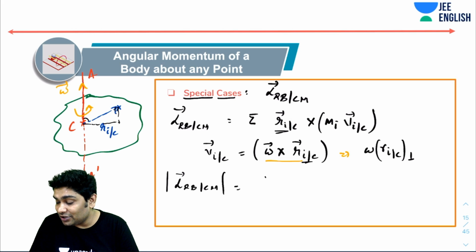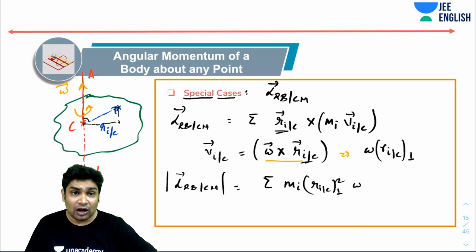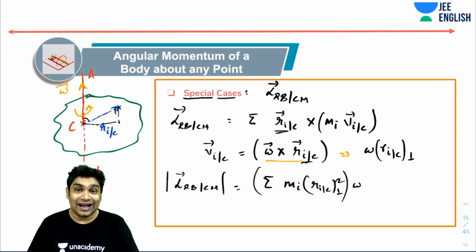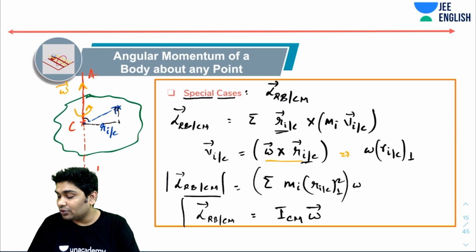So this is nothing but the summation of m_i, and you will have one R_iC from here, one R_iC from here. So R of i to C whole square, and this will be perpendicular whole square by the way, both the times, times omega. Now you will realize you can take omega common, and if you take omega common, what you have is this. Now this is nothing but I about the CM. So what you will realize is that the angular momentum of a rigid body about its CM turns out to be I_CM times omega vector. This is the equation that you want to use.